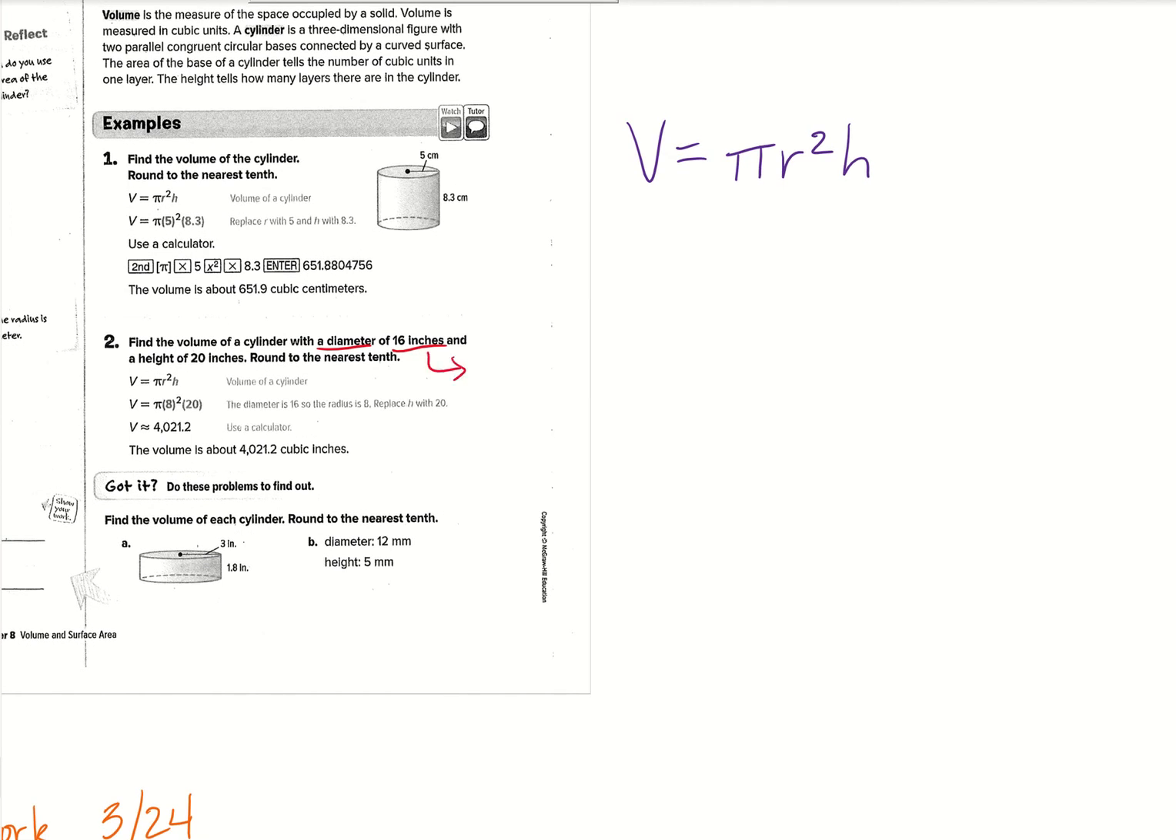we can go ahead and divide it by 2. So 16 divided by 2 will give us 8. The reason for that is the radius, or r, is half of the diameter. So that's why I divided by 2. That gives us 8 for the radius, so I'm going to go ahead and plug that in. And then our height, it tells us, is 20 inches right there.